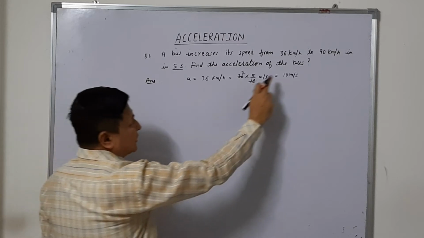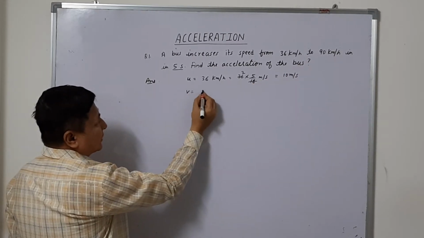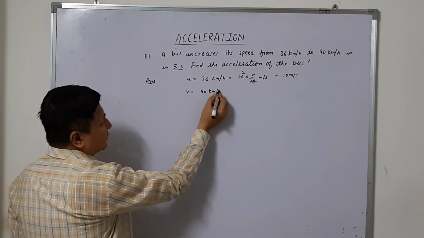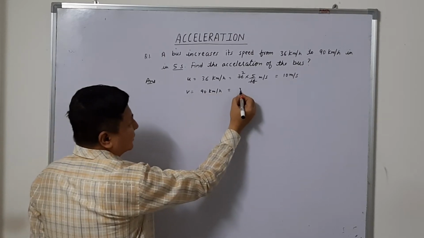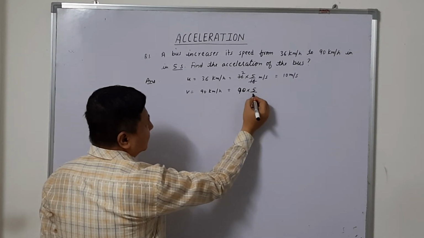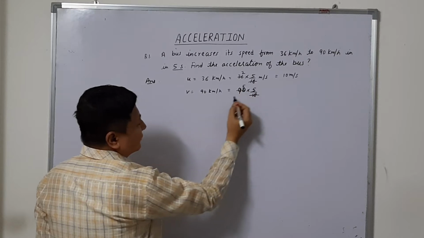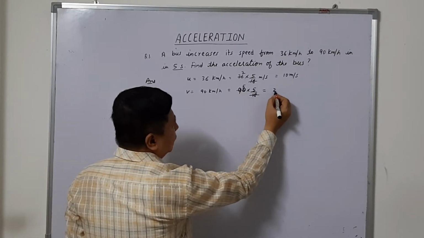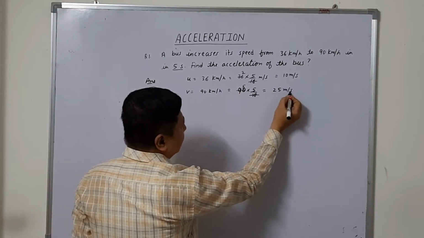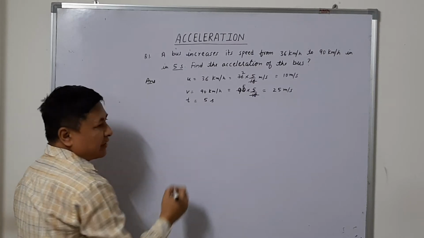And it increases speed to 90 km per hour. So final velocity is 90 km per hour. That also will convert in meter per second. 90 into 5 upon 18. 18 5s are 90. So 5 5s are 25 meter per second. And time is given, and that is 5 seconds. And we have to find the acceleration.